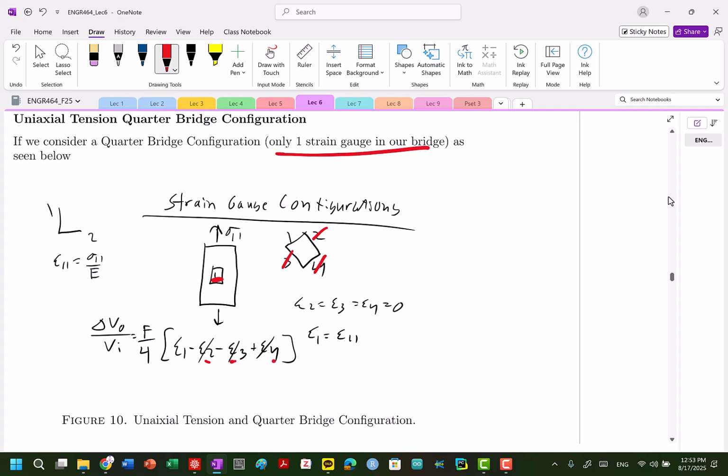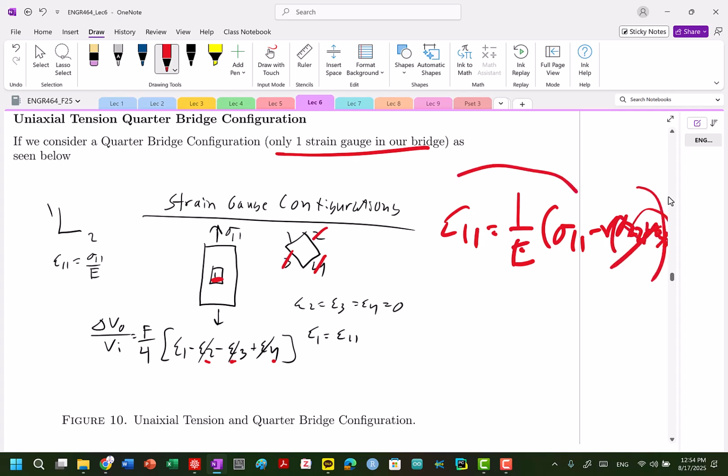Now, that epsilon 1, 1 is only going to be a function of, remember, 1 over E, sigma 1, 1 minus nu sigma 2, 2 plus sigma 3, 3. So those are both dead. So basically, we end up with this relationship. So we're only pulling. There's no bending going on. So it's only basically tension, axially. So we're only pulling essentially in that direction. So that is essentially the strain that we'll be measuring for that strain gauge 1.